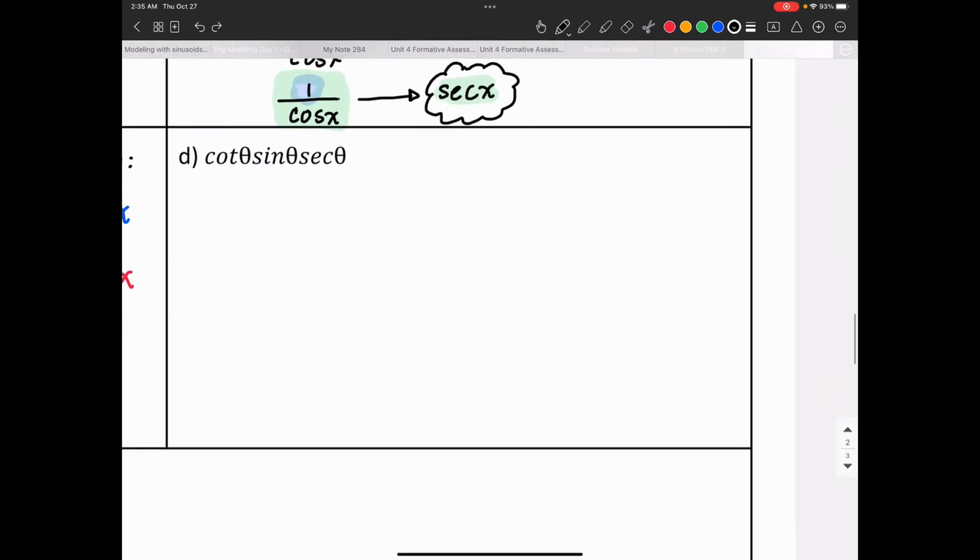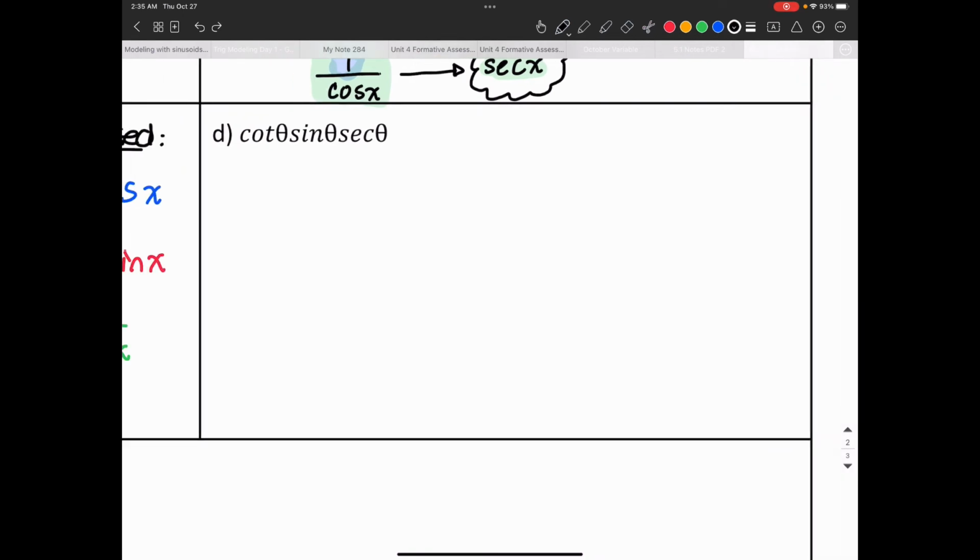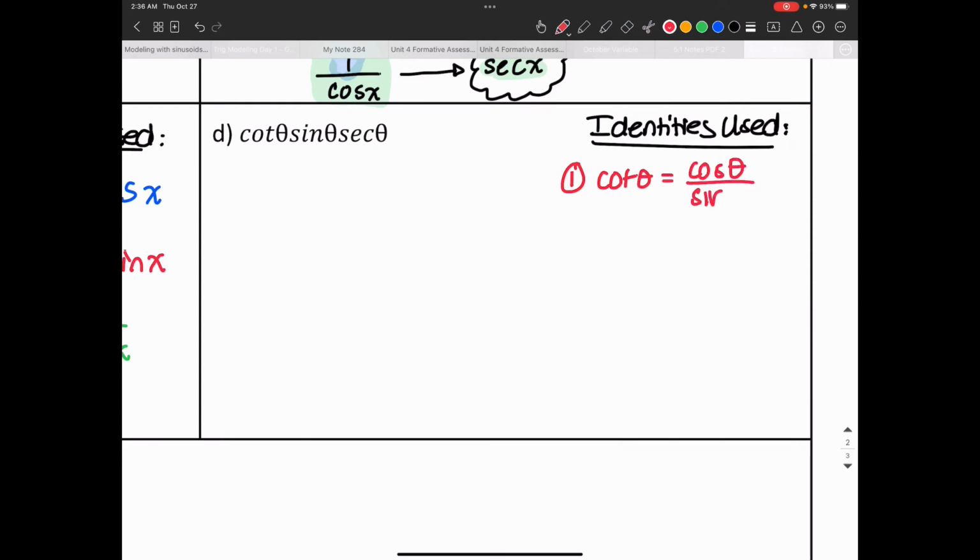Okay, then I'm going to do d. I have cotangent of theta times sine of theta times secant of theta. The only strategy we talked about that I think I can use is changing everything to sine and cosine. Off to the side, I'm going to write the identities that I'm going to use. First, I can change cotangent of theta to cosine of theta over sine of theta.